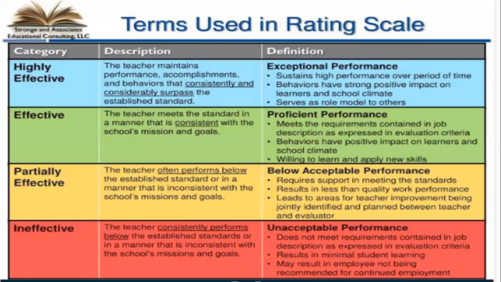And it is defined in detail as proficient performance. He meets the requirements contained in the job description as expressed in the evaluation criteria. His behaviors have a positive impact on learners and school climate, and he is willing to learn and apply new skills. So if these things are intact in the institution, then the school principal is known as an effective principal, and his performance is placed in the category of effective.